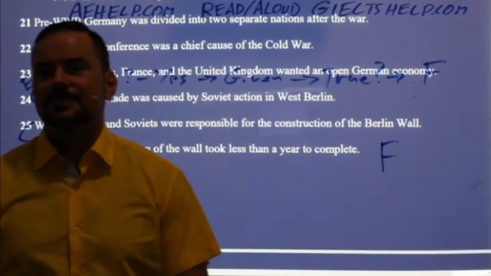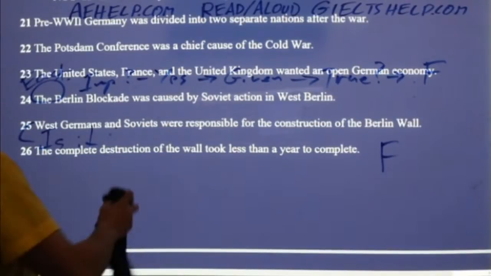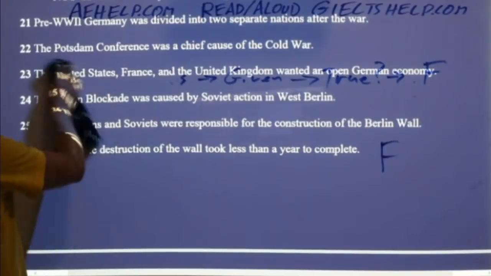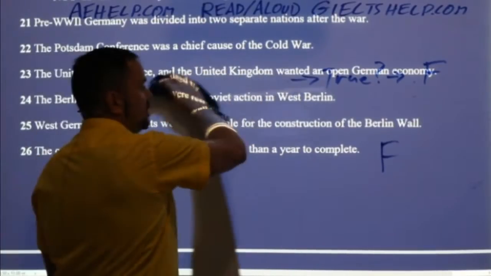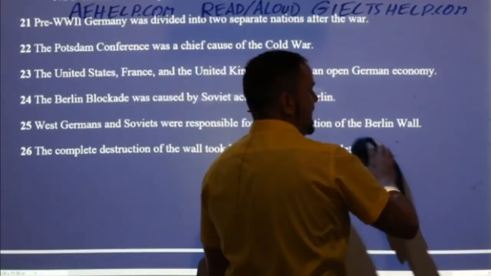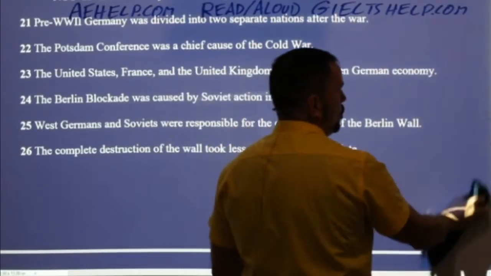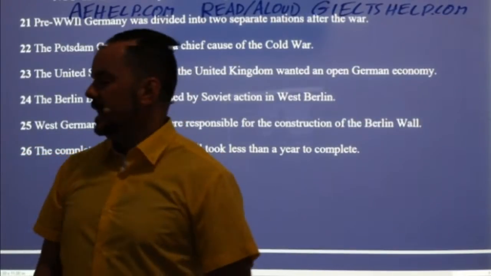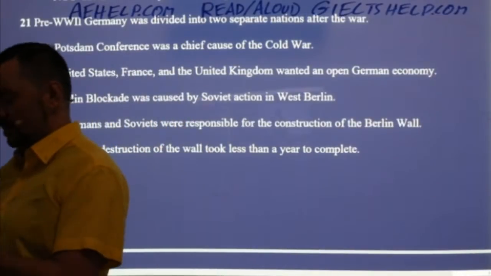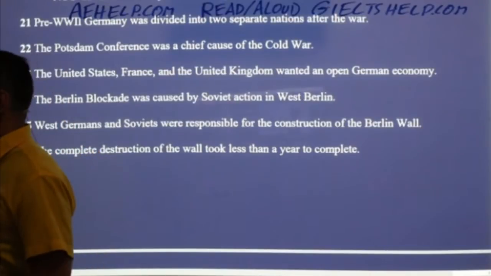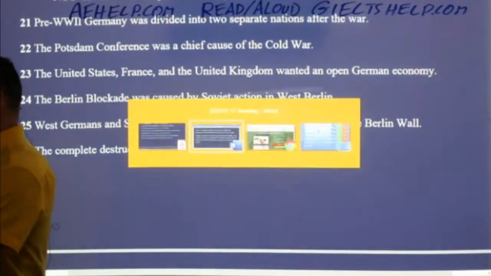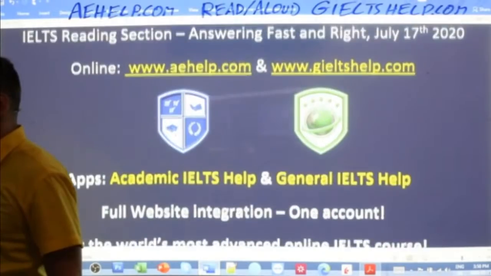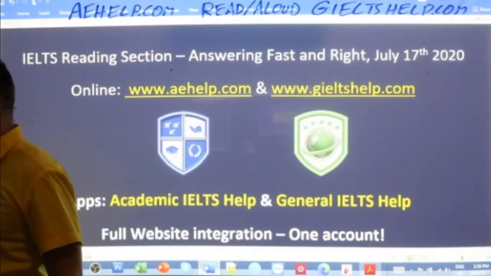So therefore, the answer for question 26 is false. Okay. All right. So students, again, using the right strategies, being the turtle, reading, visualizing, using active reading where you're keeping an order of events and images in your mind is the trick to quick and correct reading answers. Okay, so that's what you have to do. Again, this passage was taken from our 8th exam, which will be released later this year.